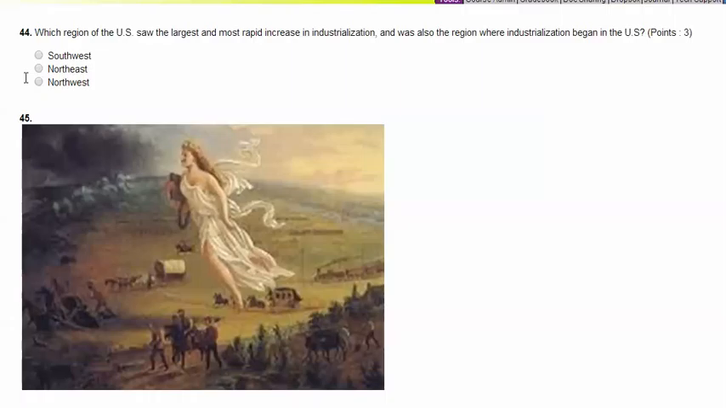Number 44, which region of the U.S. saw the largest and most rapid increase in industrialization and was also the region where industrialization began in the U.S.? Was that in the Southwest, the Northeast, or the Northwest?